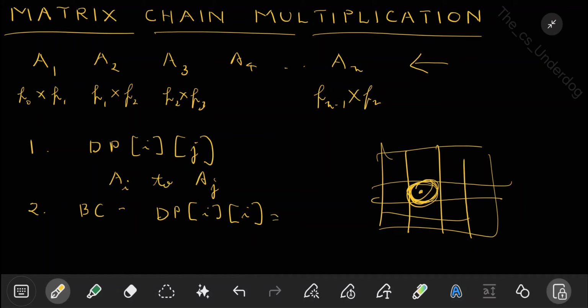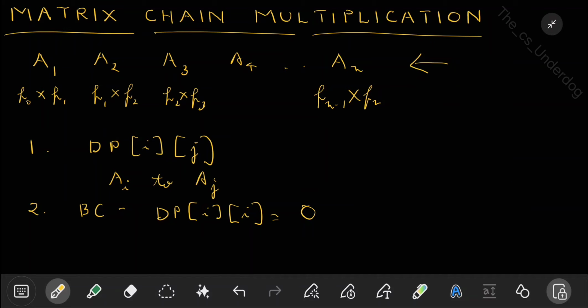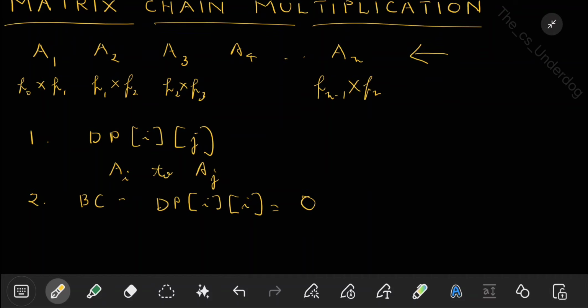What will be the total number of scalar multiplications required? Think about this. If you have only one matrix, what will be the total number of scalar multiplications required? It will be 0, because you have only one matrix, there is no multiplication to be performed. Whatever you have, that is the answer. So if it is one matrix, the total number of scalar multiplications will be 0, and that is your base case. Now that you have the base case with you, you should write the recursive relation or recurrence relation.